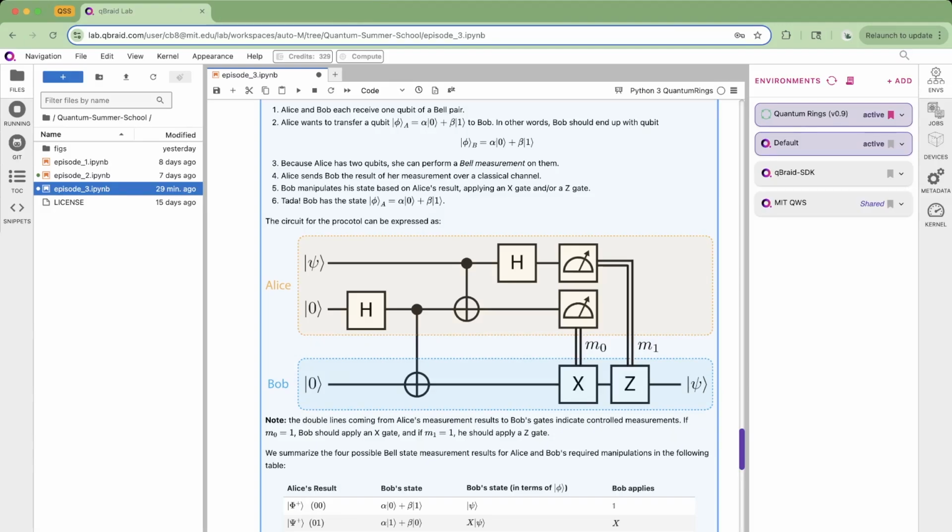So then we have these X and Z gates here, and these double lines indicate that it's controlled on the result of the measurement. So if this bit M0 is 1, Bob should apply an X gate, and if this bit M1 is 1, then Bob should apply a Z gate.